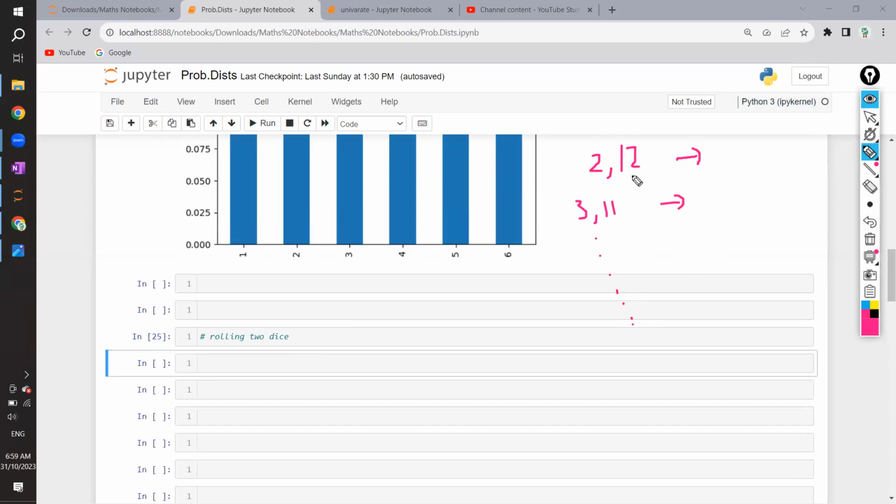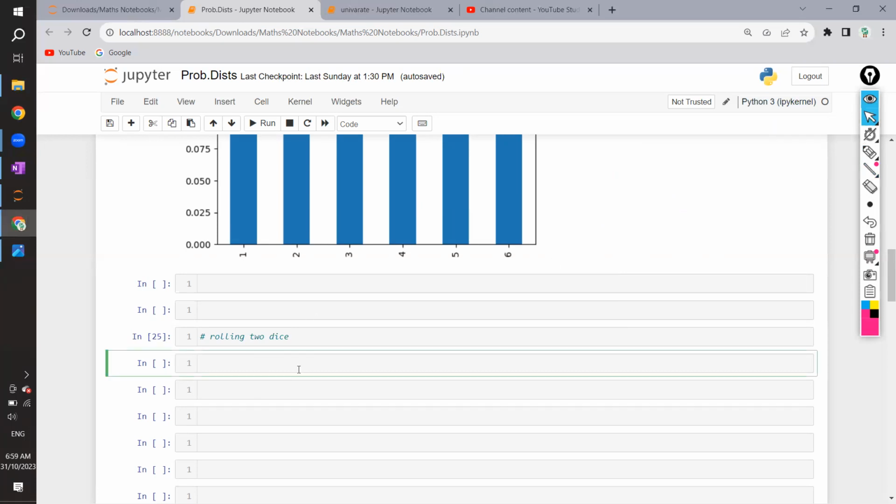So 2 and 12 occur only once, so what will the probability be for 2 and 12? It will be 1 by 36. For these, it will be 2 by 36, like that. Do you guys remember from yesterday's class? Yes. Okay, so we'll try to see this experiment using code.